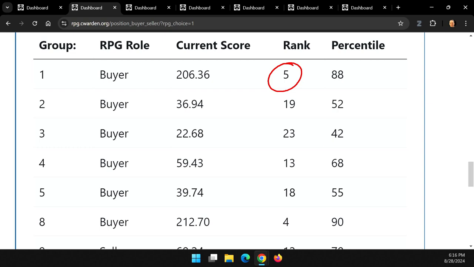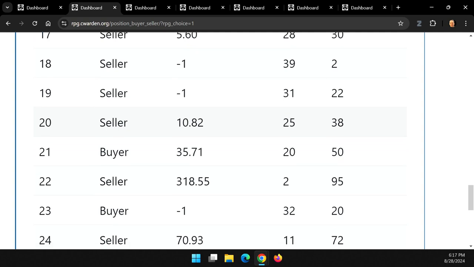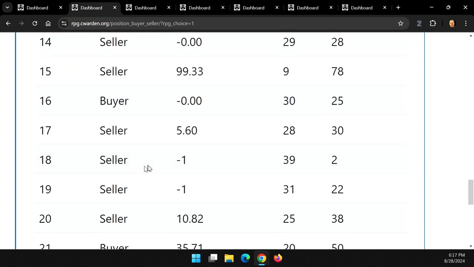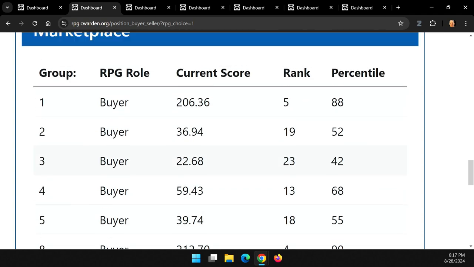At the same time, maybe being low in the rank is an opportunity to make a sacrifice or build a relationship or maybe send some flex points to help someone or to show your relationship. So this helps you to see some idea of what's going on. We scroll down here. We can see some groups here. Like seller minus one, seller minus one, that's doing not very good at all, current score.